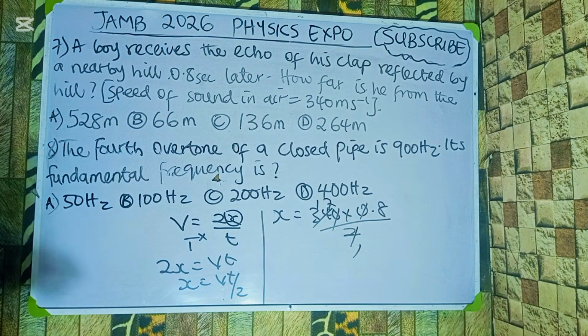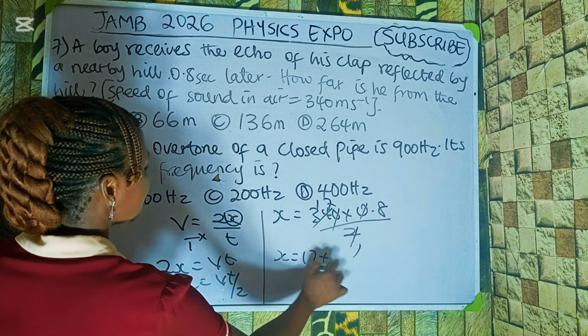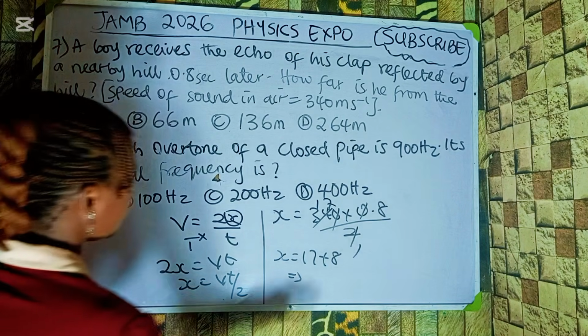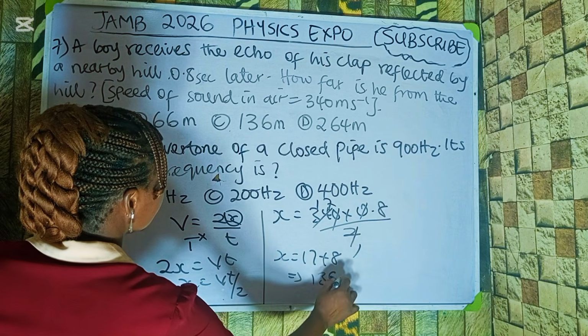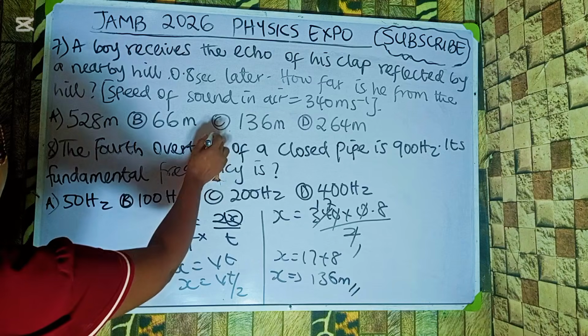So I'm going to work it out by saying 17 multiplied by 8. So my x is 17 times 8, which is going to give me the answer, equals 136 meters. Okay, so you must understand that for echo the distance is twice. So from what we've done so far, the correct option to this question is option C.